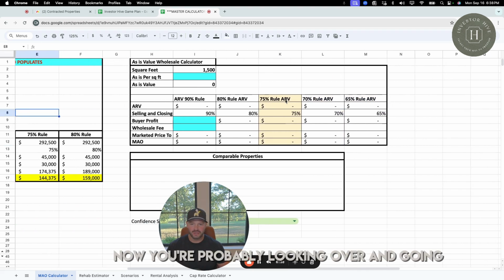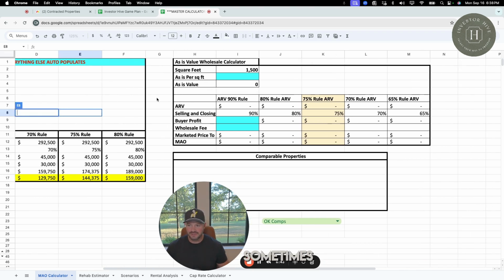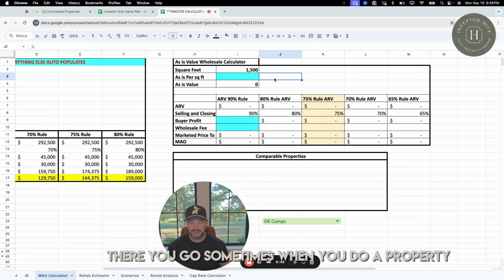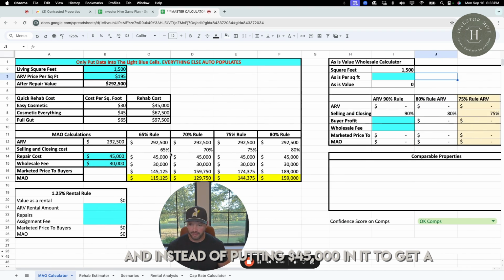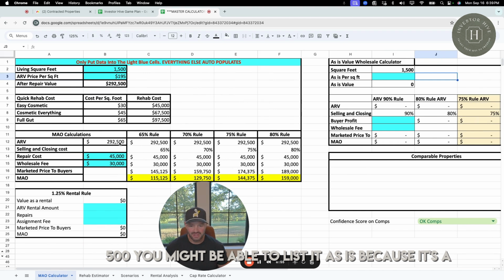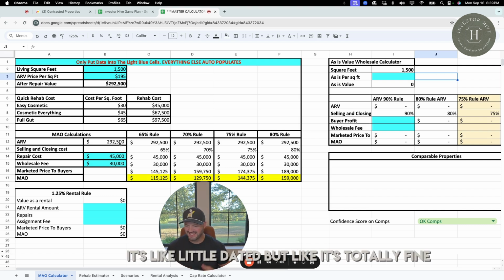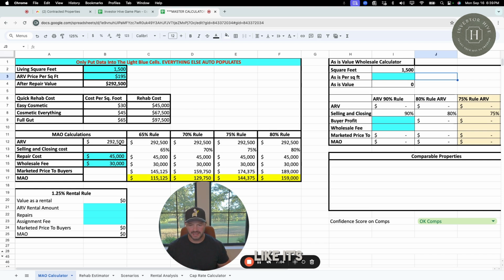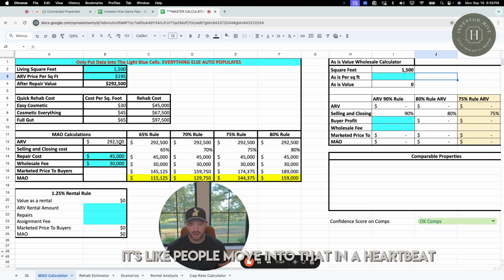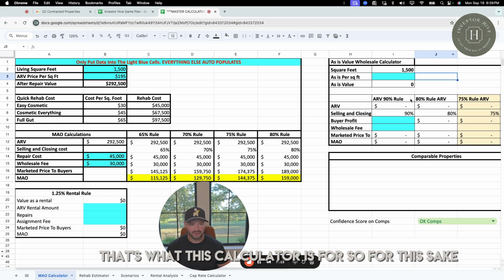Now you're probably looking over and going, what is this as is value wholesale calculator? Sometimes, whoops, I just hit a cell. There you go. Sometimes when you do a property, instead of putting $45,000 in it to get an ARV of $292,500, you might be able to just list it as is because it's a 2010 3-2 brick house. Yeah, it's a little dated, but it's totally fine. People will move into that in a heartbeat, and you can sell it and do no work and make just as much profit. That's what this calculator is for.